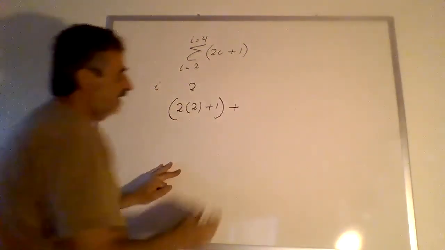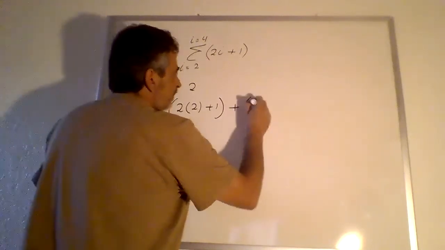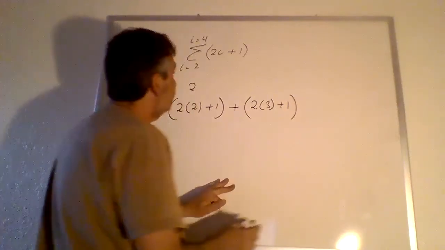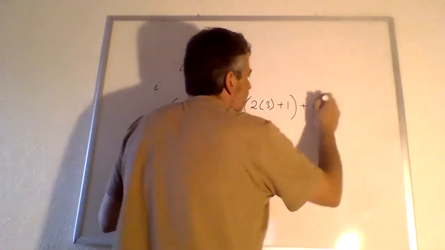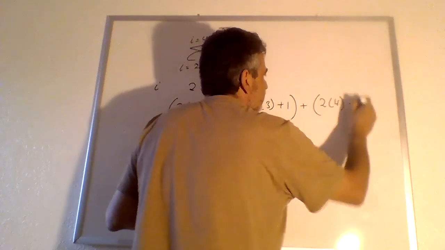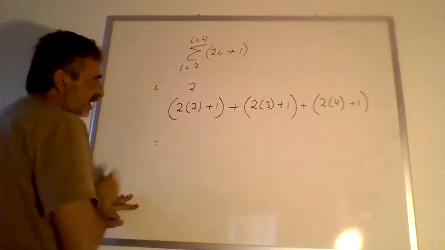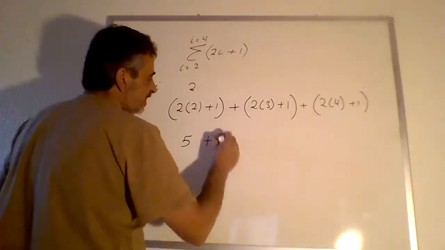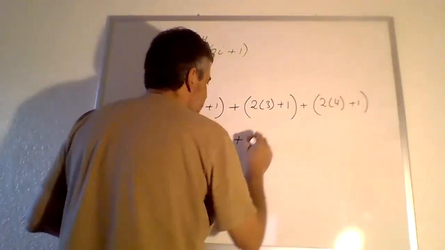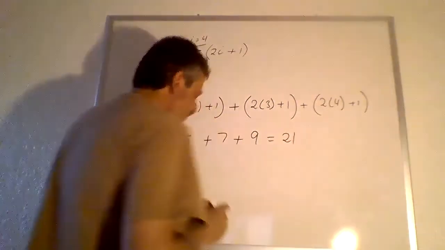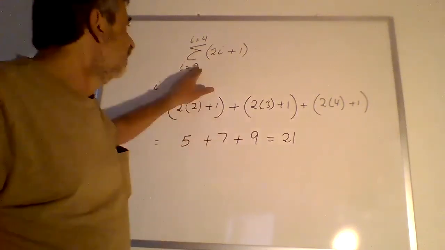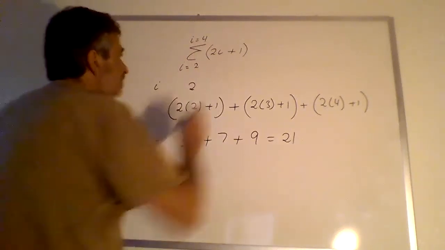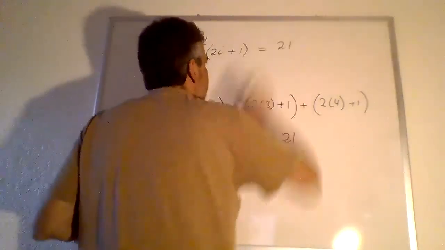plus. Now I'm going to put i equals 3. So it's going to be 2 times 3 plus 1. Then I'm going to put i equals 4, plus 2 times 4 plus 1. So now this is going to give me 4 plus 1 is 5, plus 6 plus 1 is 7, plus 8 plus 1 is 9, and that's going to equal 21. So if I add those three terms, I get 21. So the sum of this is equal now to 21.